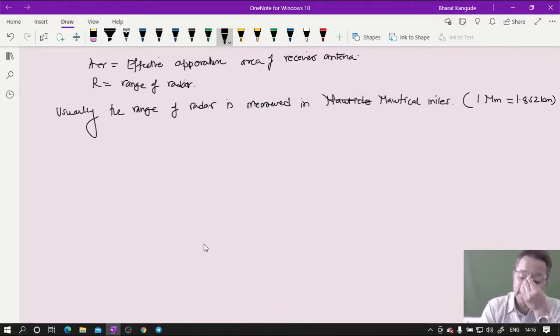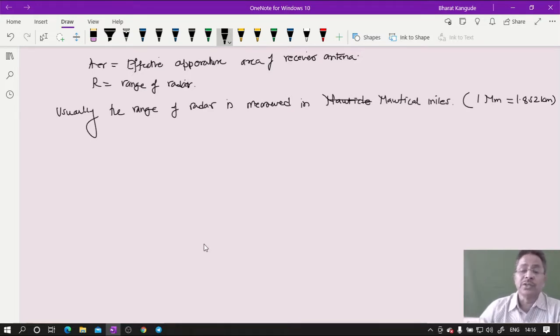So that same tradition has been followed in the radar too. So range of the radar is usually expressed in nautical miles, not in kilometers and meters. If you want, you can convert that nautical mile into kilometers by multiplying it by 1.852 kilometers. That means if it is 1 nautical mile, it will be 1.852 kilometers. If it is 10 nautical miles, then it is 18.52 kilometers and so on. So this is quite a used thing here.